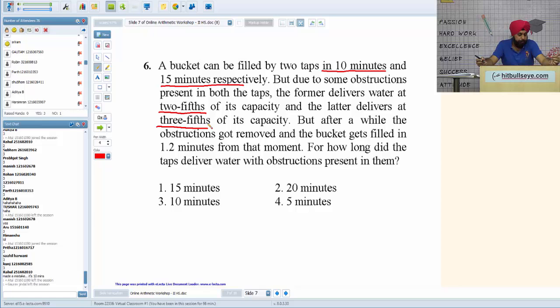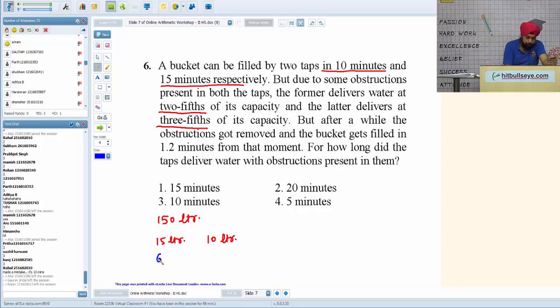Now the LCM of 10 and 15 is 30. So if I take into 5, that is, let the capacity be equal to 150 liters. So that means the first bucket has a speed of 15 liters per minute as it does it in 10 minutes, and the second can do it at the rate of 10 liters per minute because it fills it up in 15 minutes. Now students, after that, the first works at the speed of 2 by 5. You find 2 by 5 of 15. It comes out to be 6 liters. You find 3 by 5 of 10. It comes out to be 6 liters.